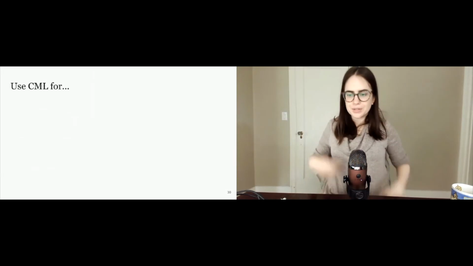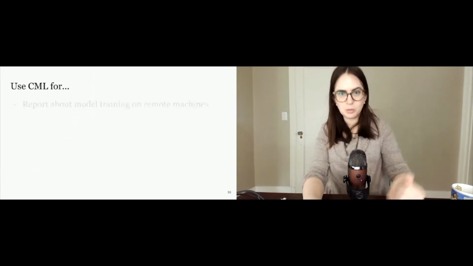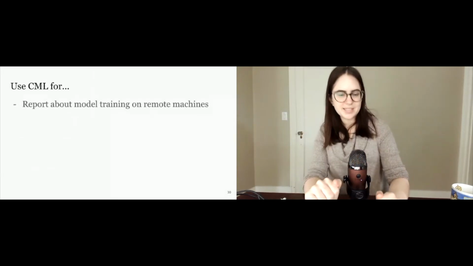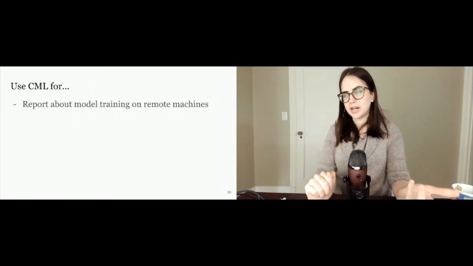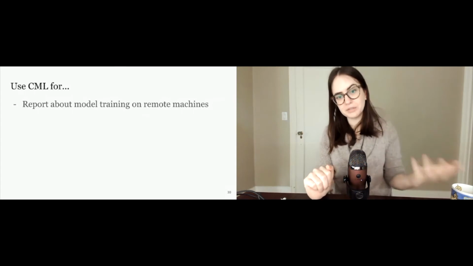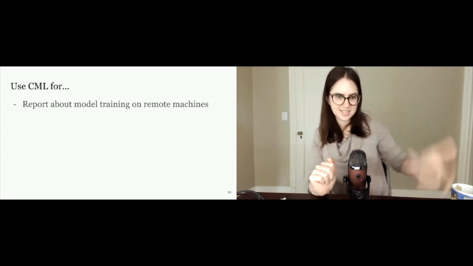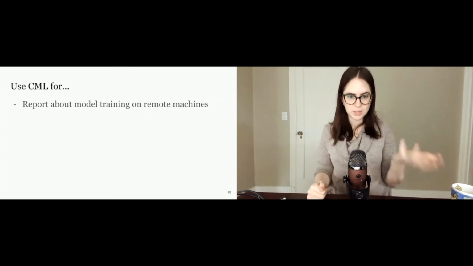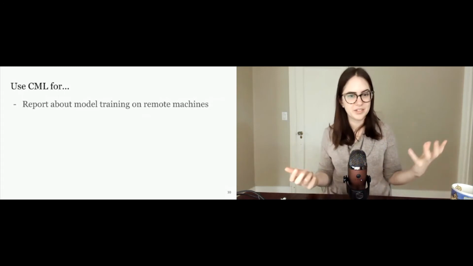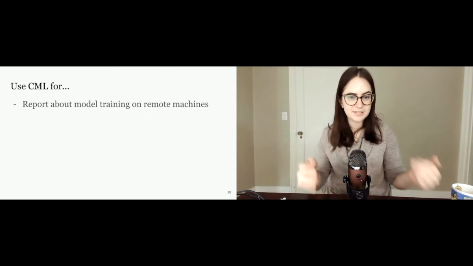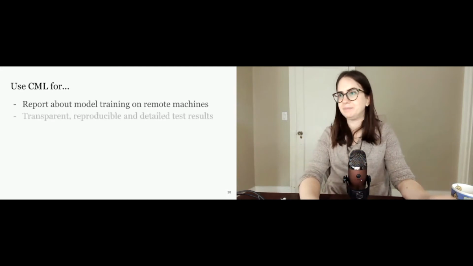Anyway, so kind of to give a sense for like, okay, well, what would you use this for? There's a few ways that we see these reports fitting into a workflow. One could be a report about model training on remote machines. So you could use the remote machines in the CI system to train your model in response to a push, and then report back details about the training or performance of the trained model and some validation set.